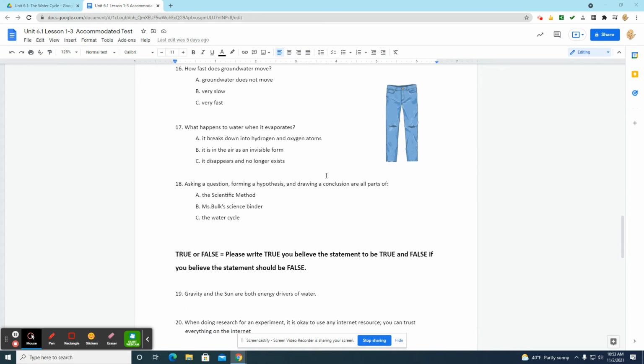Number 17. What happens to water when it evaporates? Does it break down into hydrogen and oxygen atoms? Is it in the air in an invisible form? Or does it disappear and no longer exist? What happens to water when it evaporates?